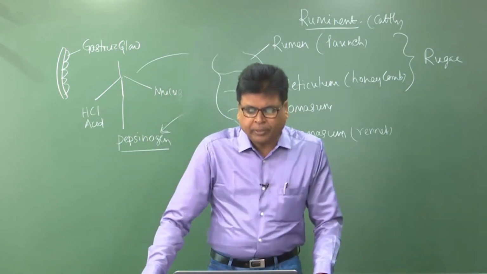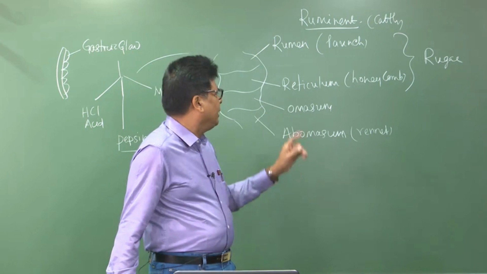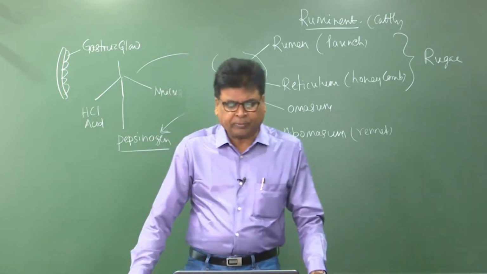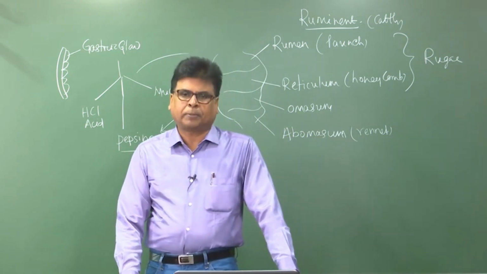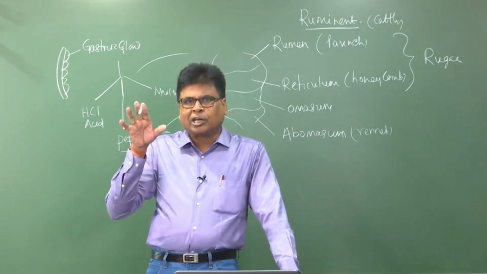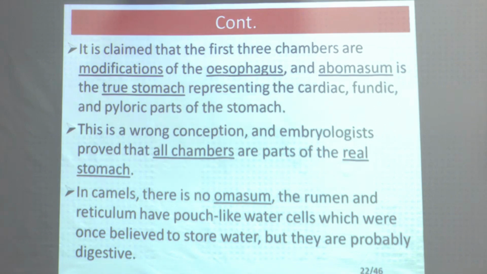It is claimed the first three chambers are modifications of the oesophagus. First three chambers, what are they? The first one is rumen, and reticulum and omasum. They are the first three chambers. So, they are the modification of the oesophagus. Scientists claim this, and that the abomasum is the true stomach.